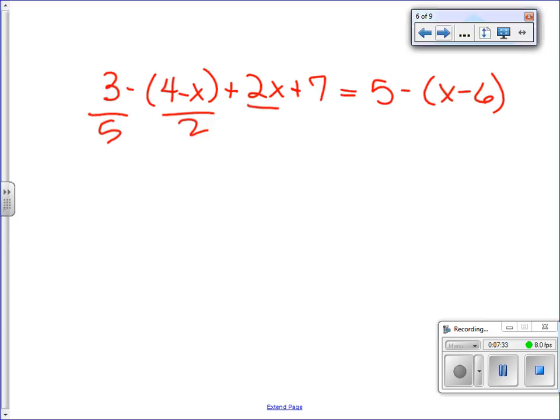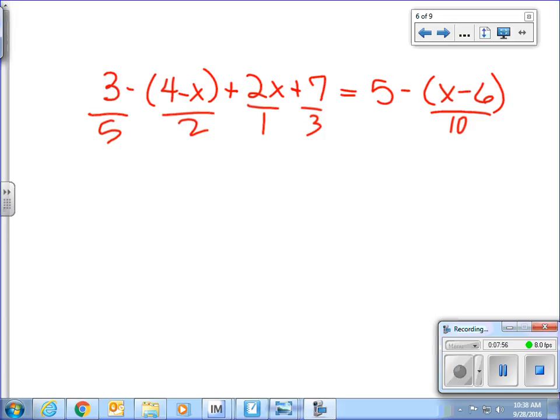So, let me go through here real quick. I'm going to work through it in a different color so we can see it. Now, remember, every one of these terms that's a fraction is different. 3 over 5 stands alone because it's separated by a subtraction sign. 4 minus x over 2 stands alone, because it's in parentheses.